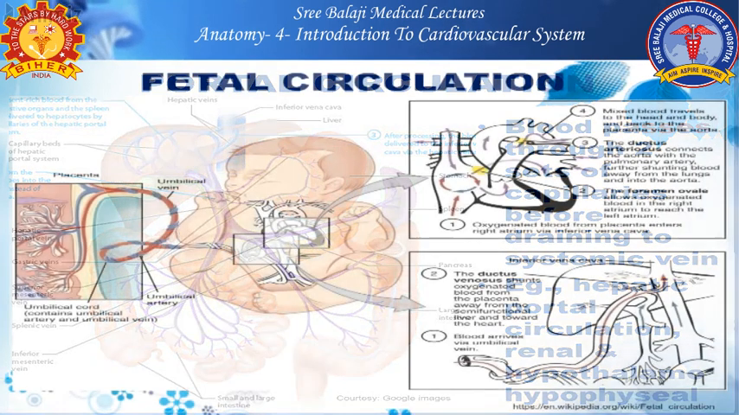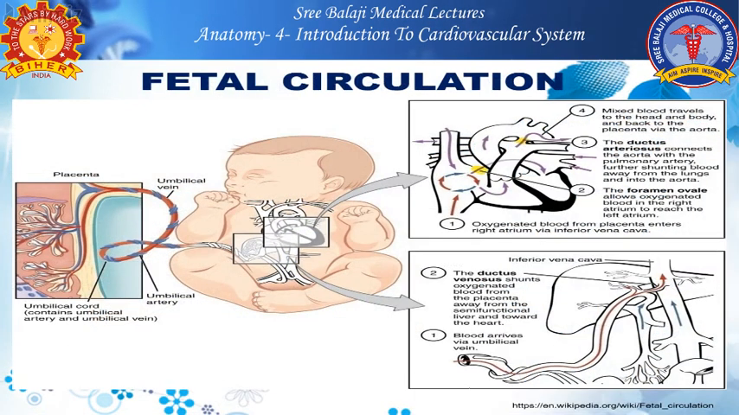Fetal circulation is different. Here the fetus receives the blood through the umbilical artery from the mother, and there are suitable changes in the fetal heart so that the oxygenation is received well by the fetus. It will be studied in detail in embryology.